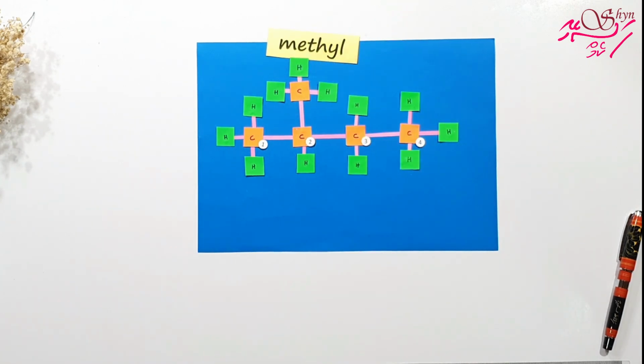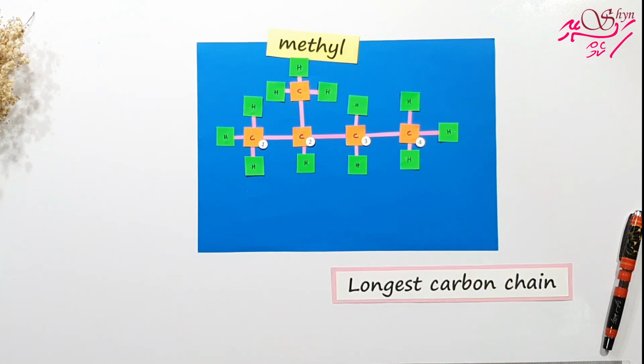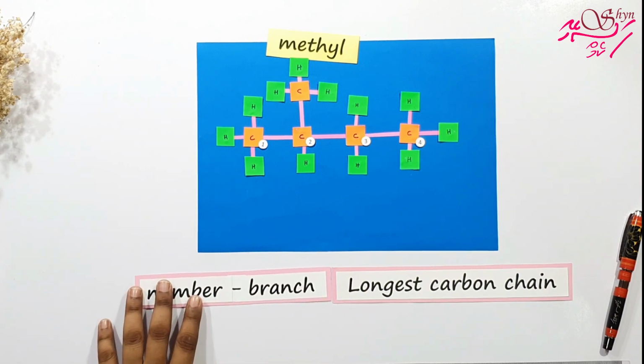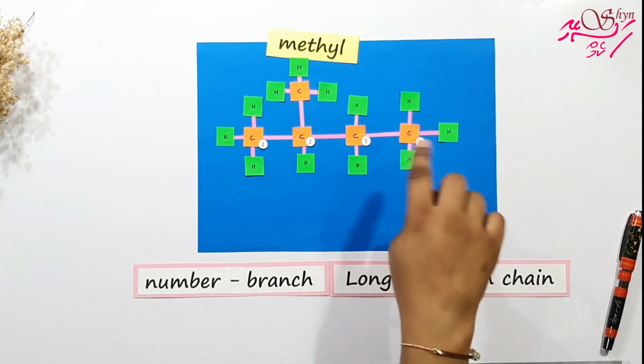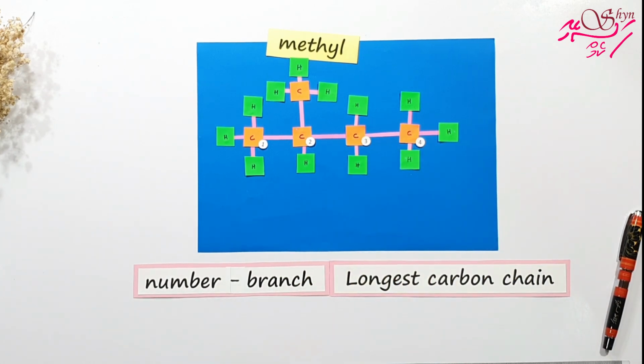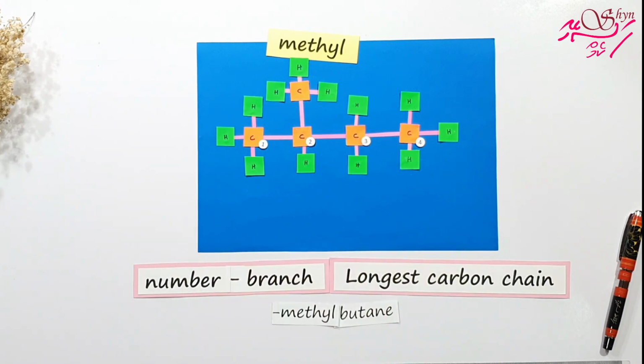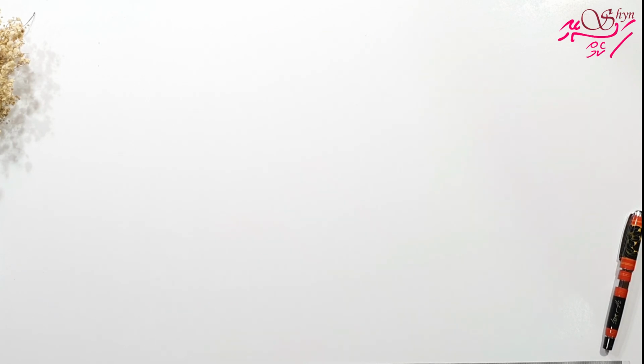When naming, the name of the longest chain will come last, and the name of the branch and the number to which the branch is attached before that. Let's name this compound. The longest carbon chain has 4 carbon atoms, so it is butane. The branch is methyl and it is attached to the second carbon. So 2-methyl. There must be a hyphen after 2. So the name of the structure is 2-methyl butane. Now remember, when naming, no capitals and no line spacing.